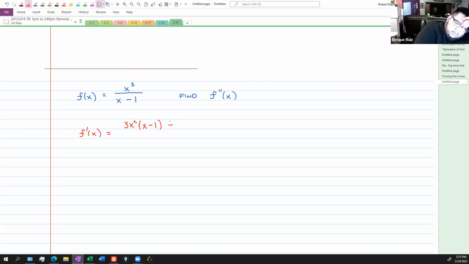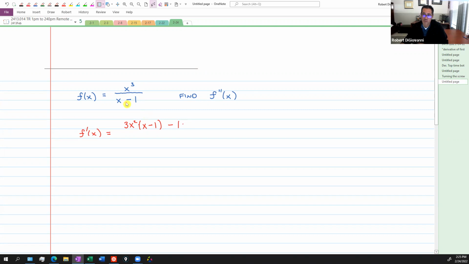It'll be 1. Good, yeah. That's nice, isn't it? The derivative of the bottom is just 1. Take the derivative of each piece, right? Derivative of x is 1, derivative of -1 is 0. And then I have to multiply that still by the top. And then I'll take the whole thing and divide it by the bottom squared. Now, we have to clean this up because we need the second derivative.